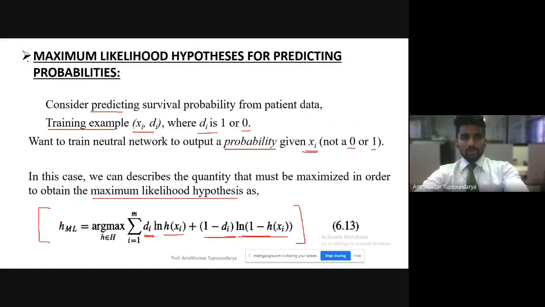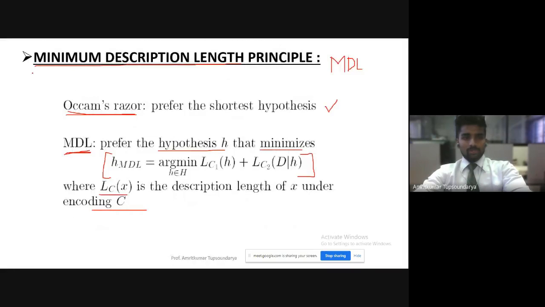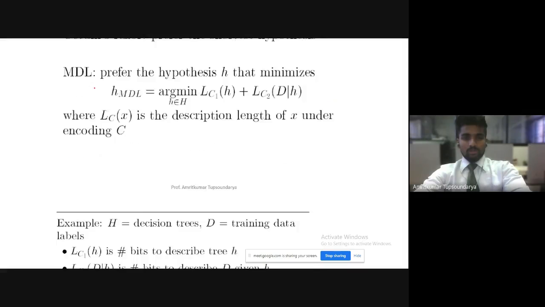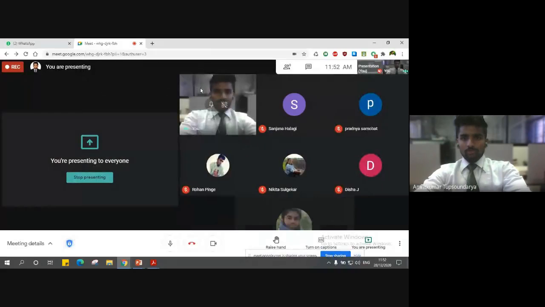Then we discussed the maximum likelihood hypothesis for predicting probabilities, right? Predicting how much probability there is for the patient to survive or not, right? We saw an example of that using gradient search to maximize likelihood in a neural net, right? So we saw the example with respect to this and the background knowledge that we have with respect to gradient descent search. And then ultimately we discussed the minimum description length principle using an example. Right, so with this we come to the end of today's lecture.